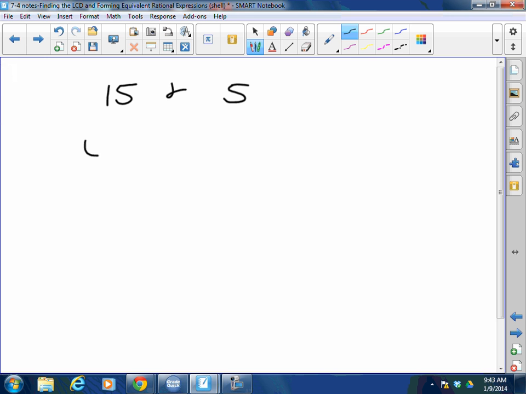What's the LCD? If you remember, you would list out all the multiples of 15 and all the multiples of 5. What's the lowest common multiple between 15 and 5? It's 15. Multiples are always equal to or larger than the original number. Factors are always equal to or less than the original number. So it'd be 15.